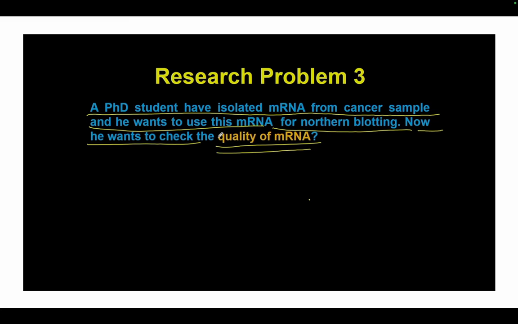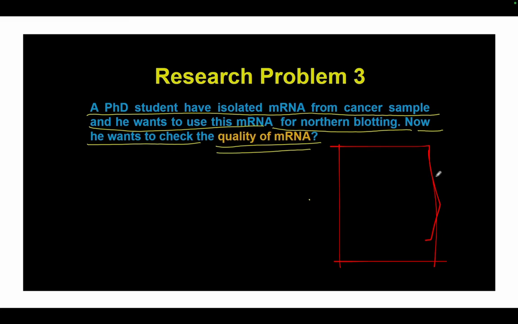Another straightforward problem. A PhD student has isolated mRNA from a cancer sample. He wants to use this mRNA for northern blotting. But before we go for northern blotting, which is a very tedious technique, we should first know that the mRNA we have is actually of good quality. So how should we check the quality of mRNA? Again, we should run it on a gel.